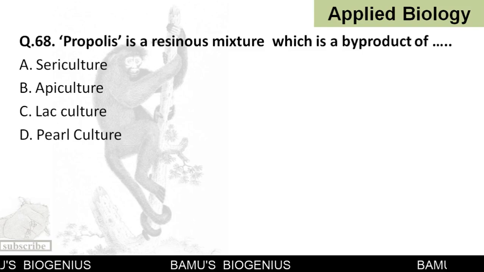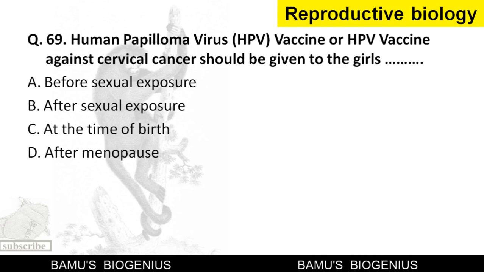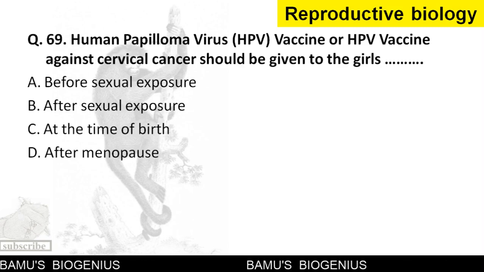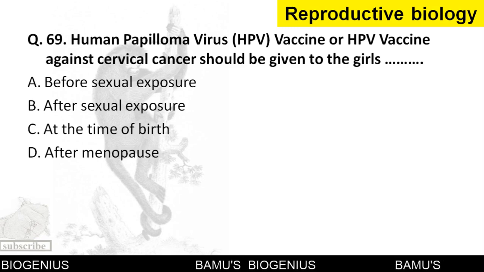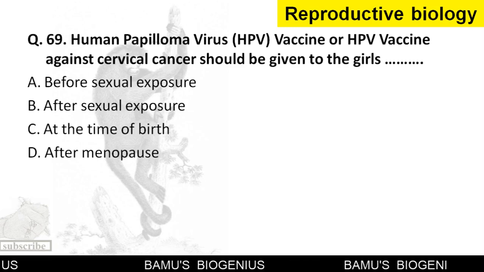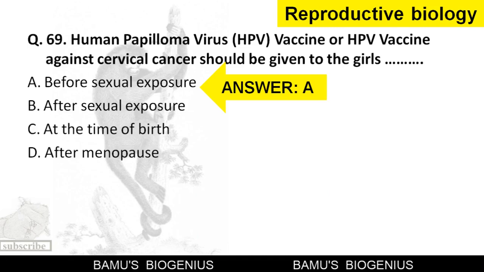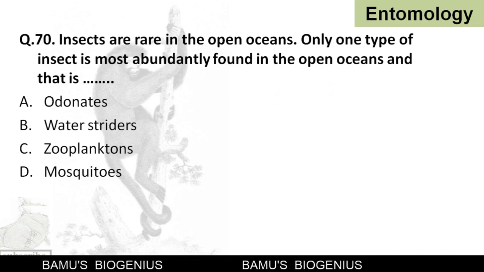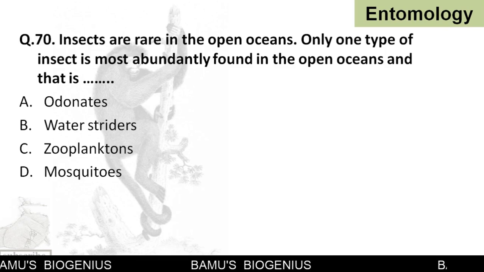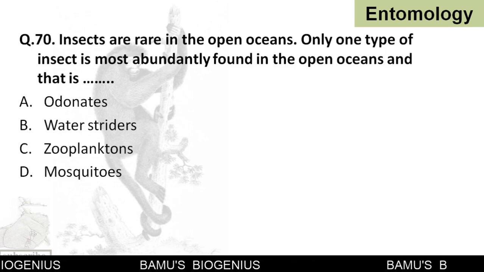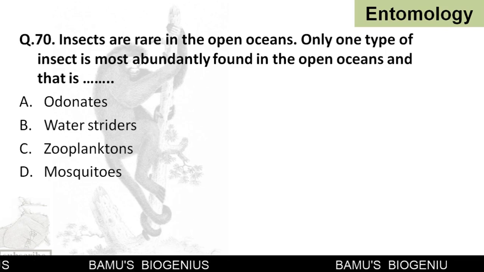Answer is B. Now question number 69, the human papilloma virus or HPV vaccine against cervical cancer should be given to girls A. before sexual exposure, B. after sexual exposure, C. at the time of birth, and D. after menopause. The answer is before sexual exposure. Answer is A. Then question number 70. Insects are rare in the open oceans. Only one type of insect is most abundantly found in the open oceans, and that is A. odonates, B. water striders, C. zooplanktons, and D. mosquitoes. The answer is water striders, B.